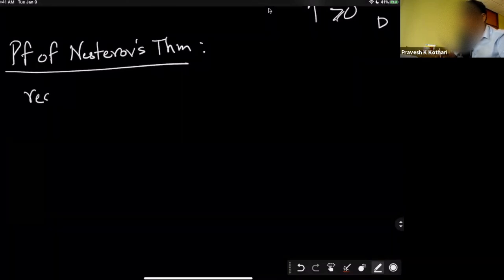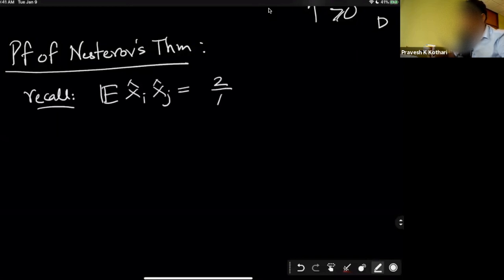We already proved. So recall. I guess this recall could have been done by just me scrolling upwards on the scribble, which you can do. But I'll just write it down again. That the rounded vector satisfies 2 over pi arc sine E G_i G_j. Okay, that's what we proved just using Shepard's lemma.